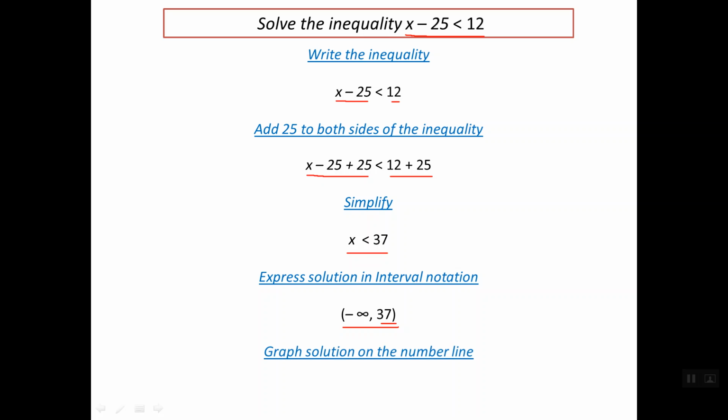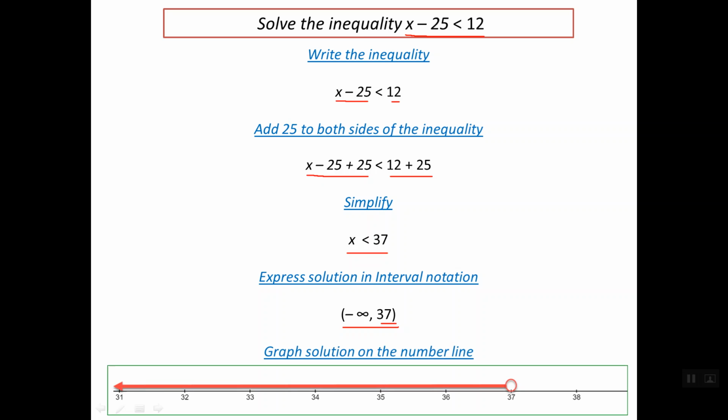We can now graph the solution on the number line. So because the inequality is less than, the solution arrow is oriented to the left direction, starting from the 37 toward the minus infinity. See that we draw an open circle around number 37 because it is not part of the solution.